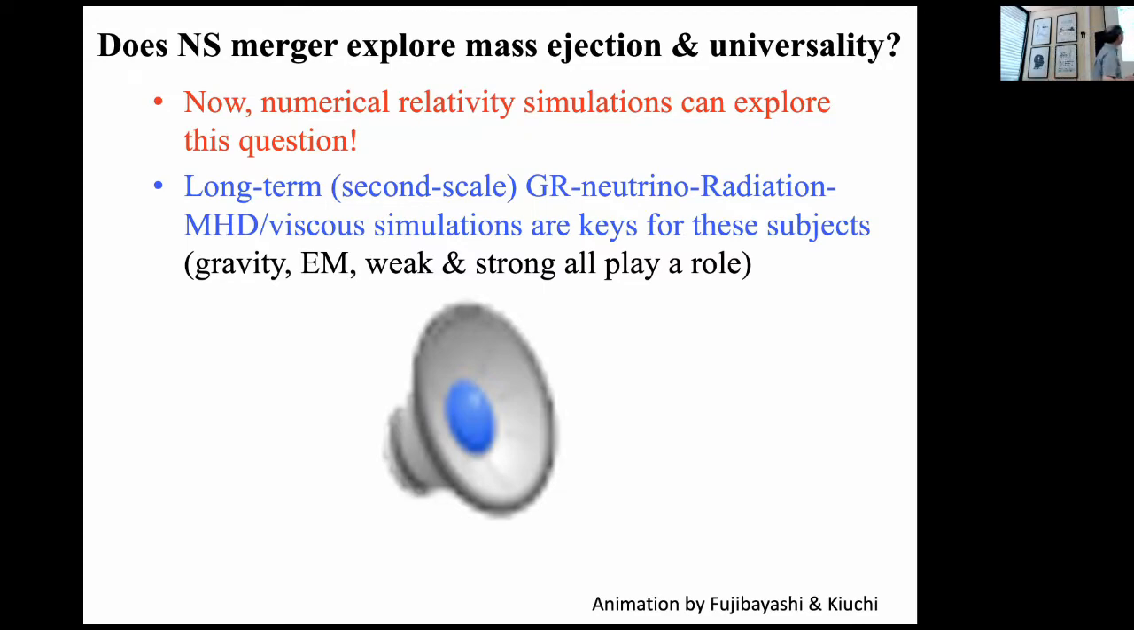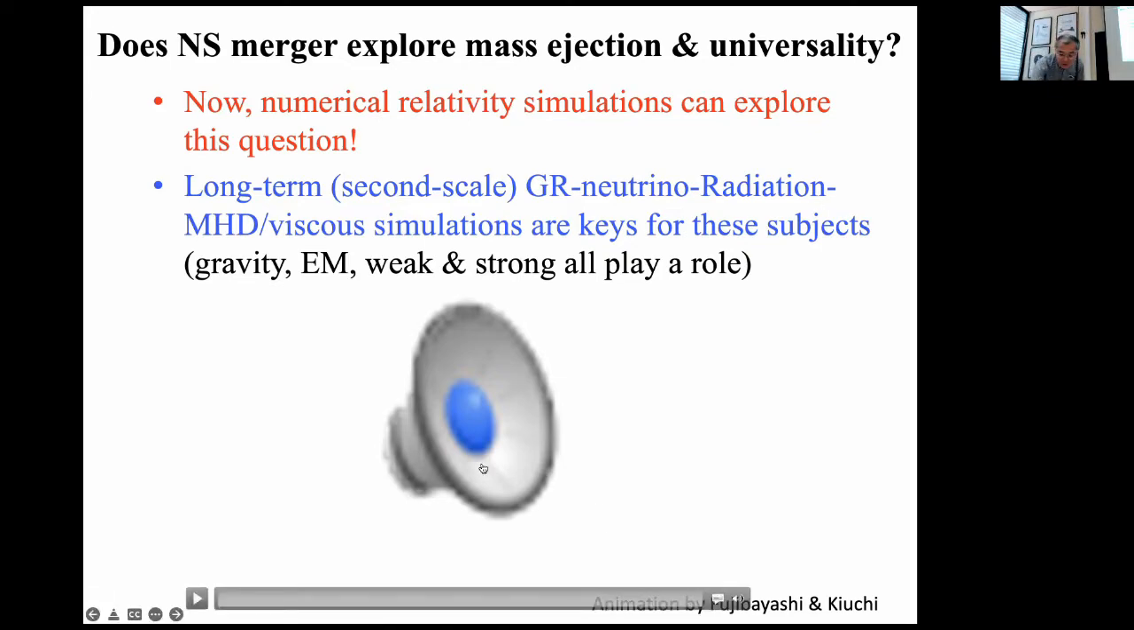The relevant physics in this phenomenon is that of GR, neutrino radiation, MHD and so on. So we have to take into account all this complicated physics, but now it's possible to do so. And this is just a demonstration of what is possible. This is a latest numerical simulation in my group.